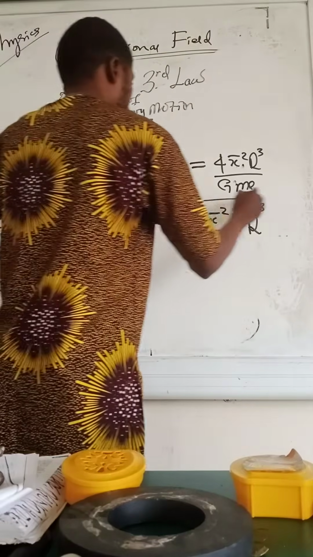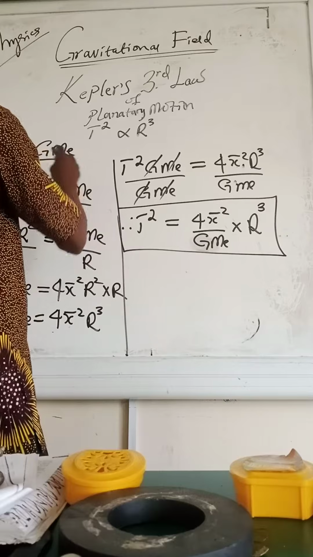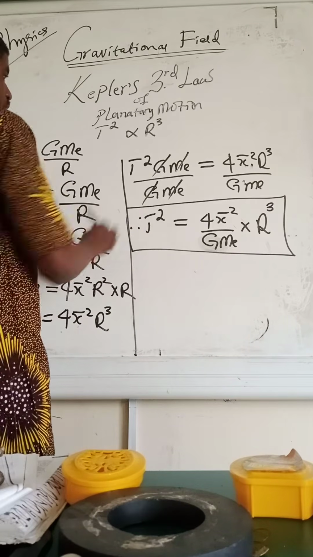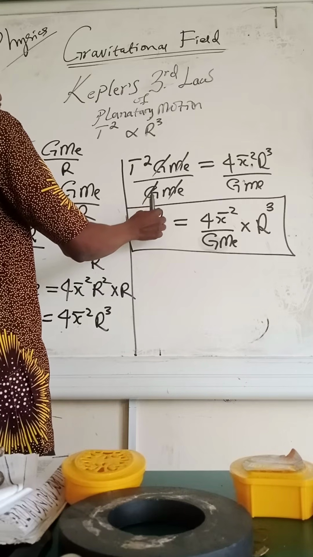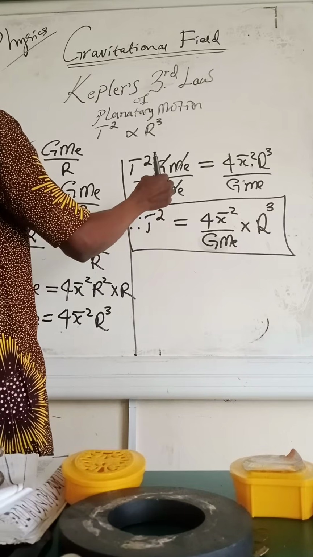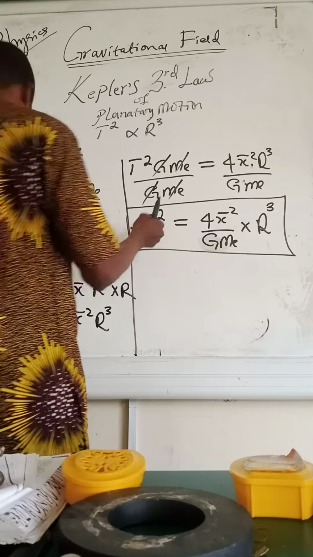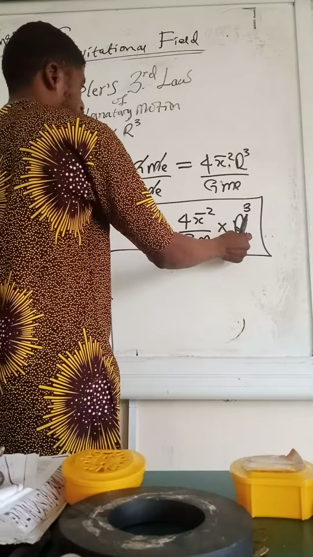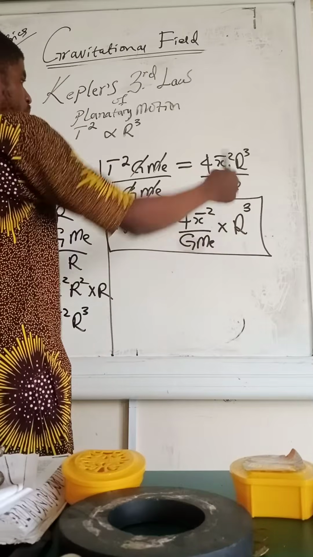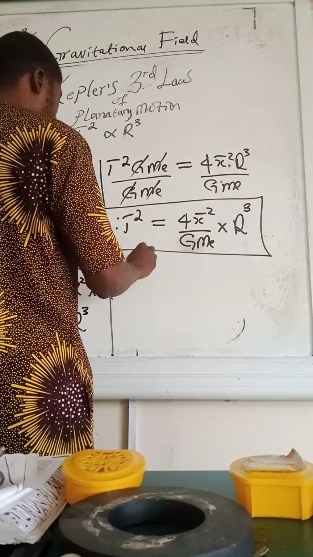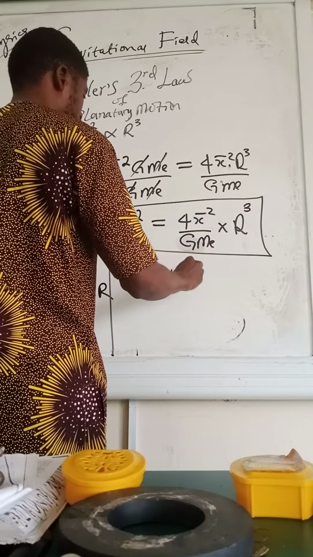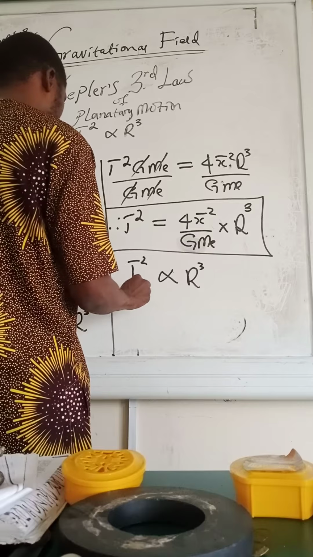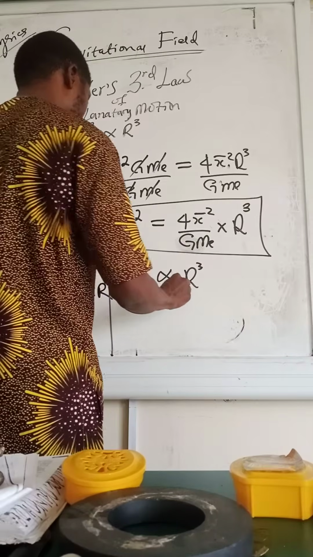And this is what we call Kepler's law. This is the law: the square of the period of revolution of all planetary bodies is directly proportional to the cube of their mean distance. So your T squared is directly proportional to what? r cubed. Removing this sign of proportionality, we say that T squared is equal to what?